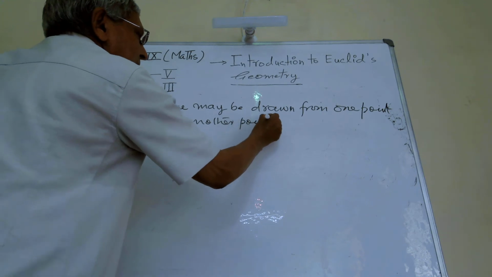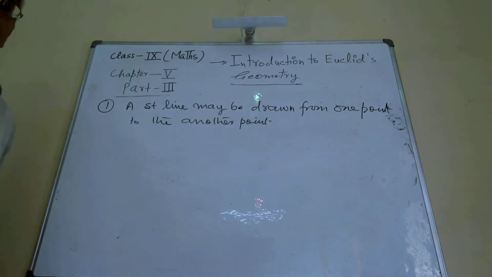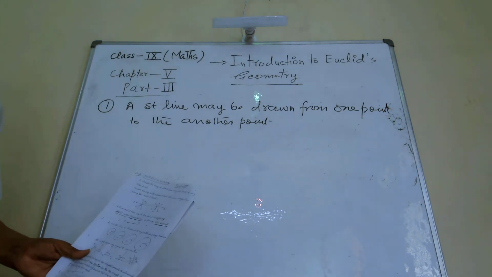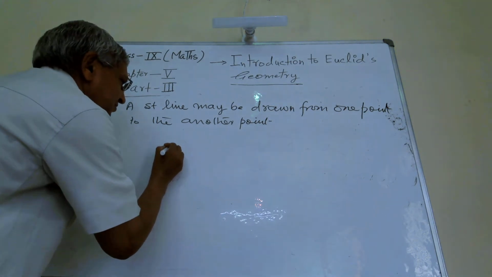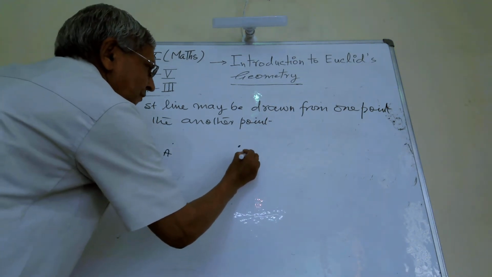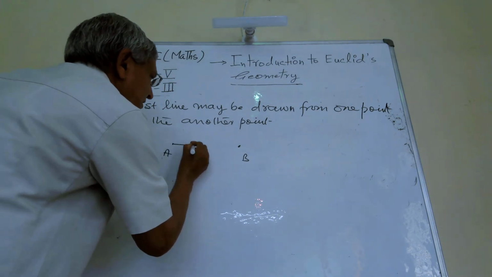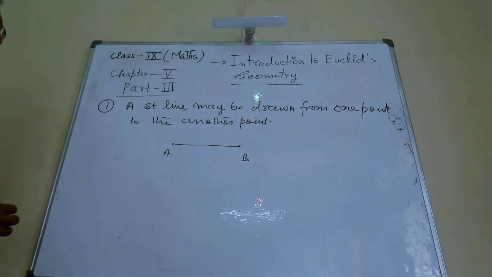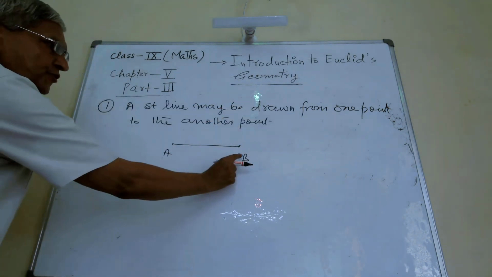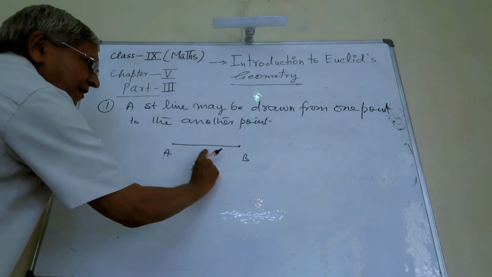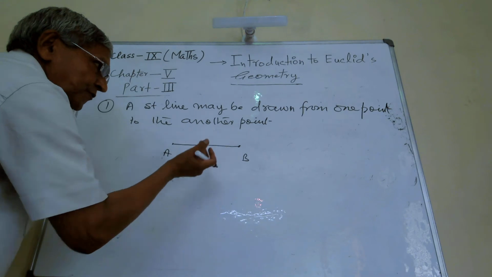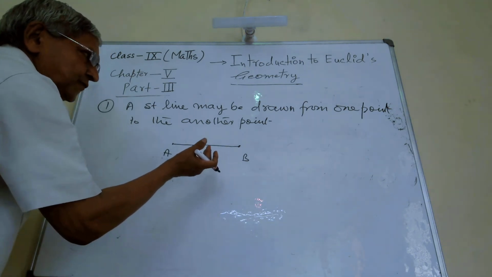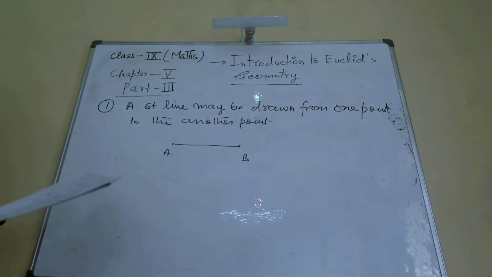Here I want to explain, a line can be drawn with the help of 2 points. You have already studied this in previous classes. This is point A and this is point B. A line can be drawn with the help of these 2 points. So a line may be drawn from one point to another. For a line, there is a need of 2 points. This is the first postulate.